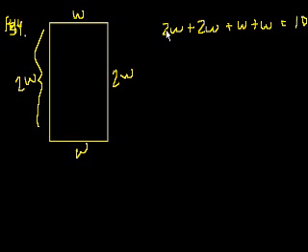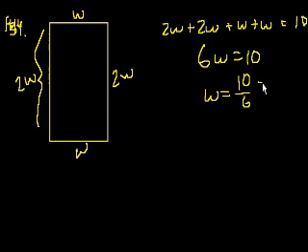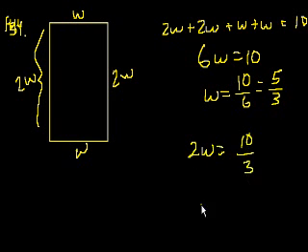If we add up all the w's, that's 2, 4, 5, 6. So we get 6w is equal to 10. w is equal to 10 over 6, which is equal to 5 over 3 feet. And so the length is 2 times that, which is 10 over 3. So it's 10 over 3 by 5 over 3, and that's choice B. They say 5 over 3 by 10 over 3, but same thing. So choice B.